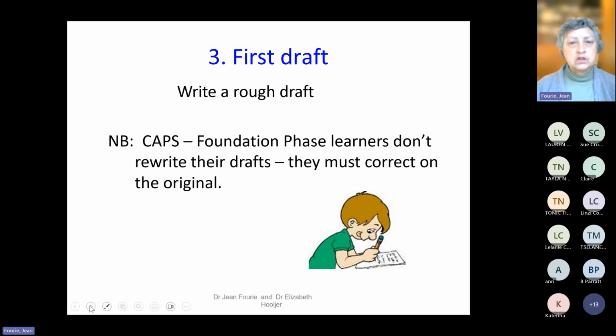Please note that in the foundation phase, learners will do any corrections on their originals. They don't rewrite the draft. But as children get older, you would take the corrections and the editing and write final corrected versions later.